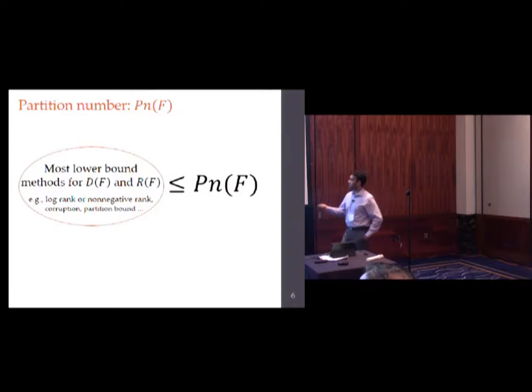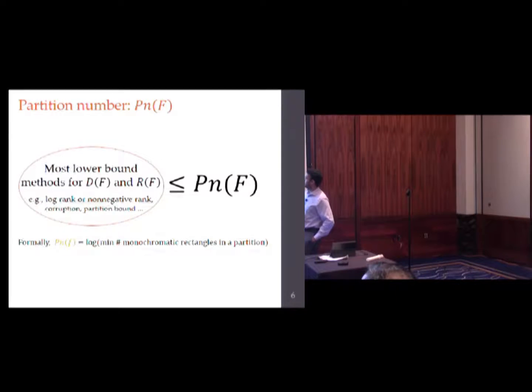And OK, for the experts in the audience, I'll just tell you what partition number is. It's the logarithm of the minimum number of monochromatic rectangles in any partition of the communication matrix. OK, so if you're working in communication complexity, you know what this is. Otherwise, don't worry about it. The relationship I want to focus on is that it's an upper bound on every lower bound technique.